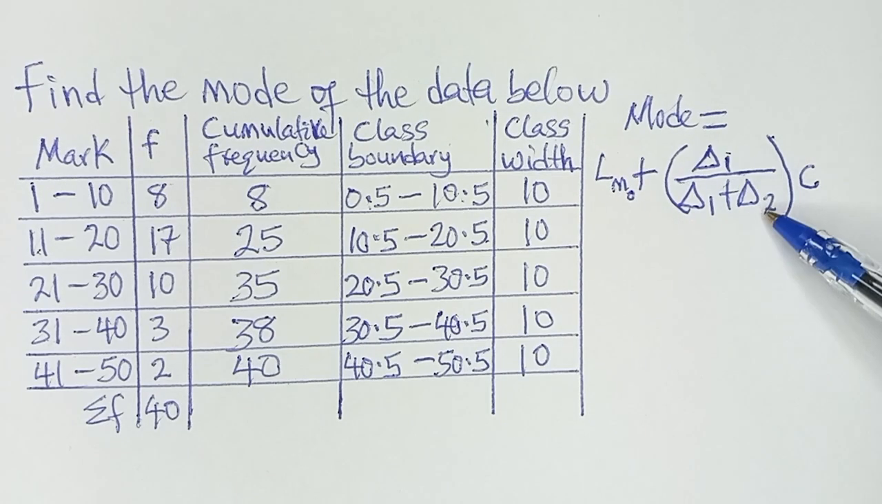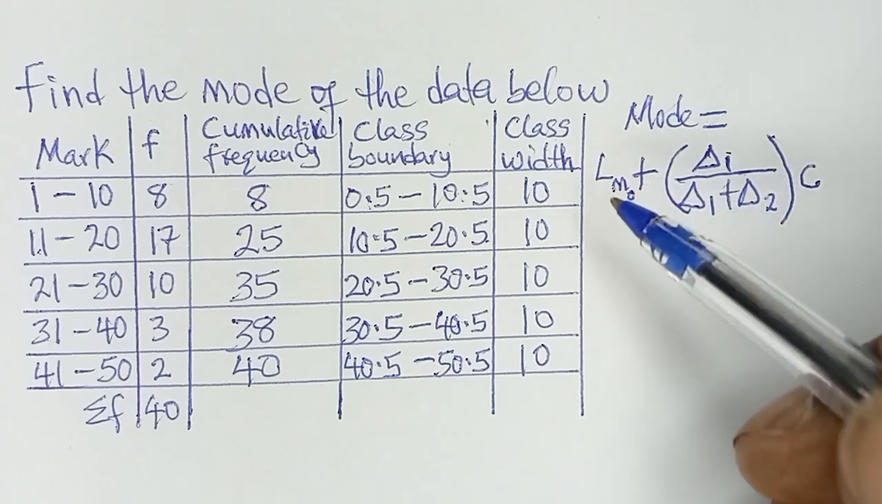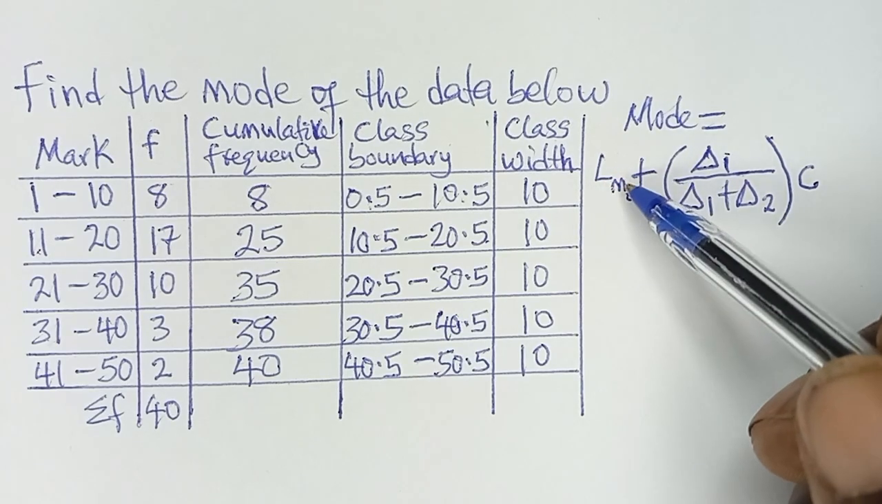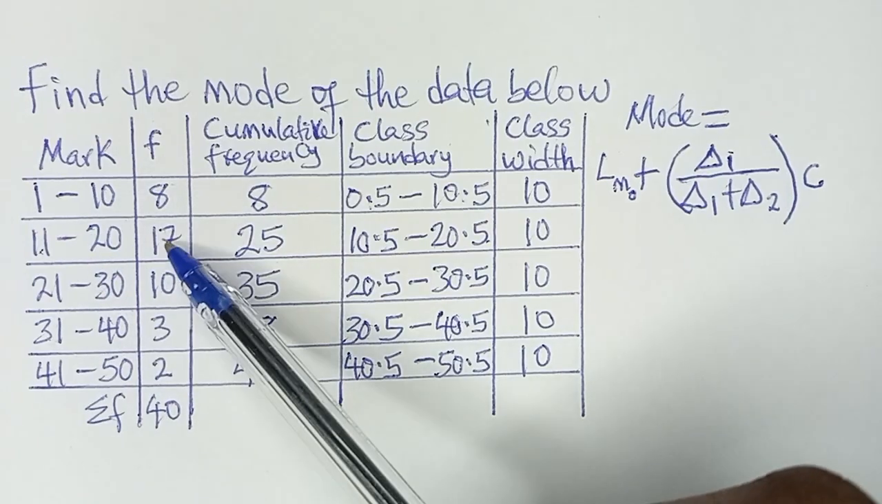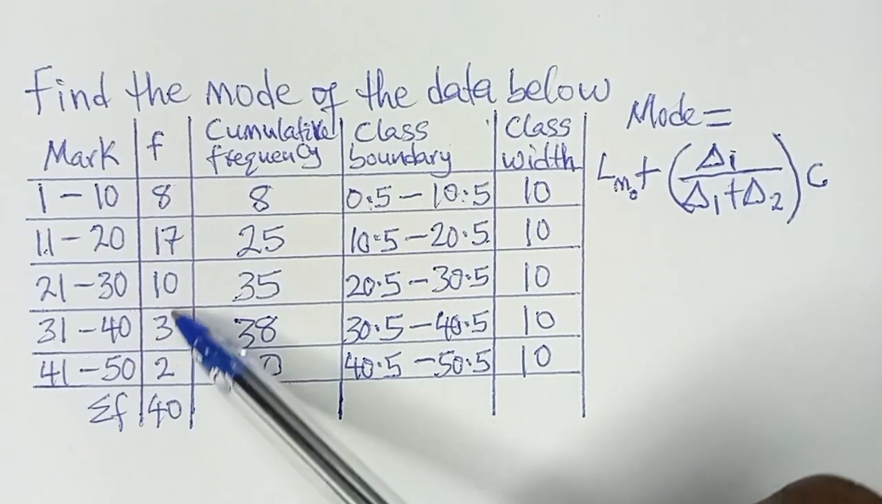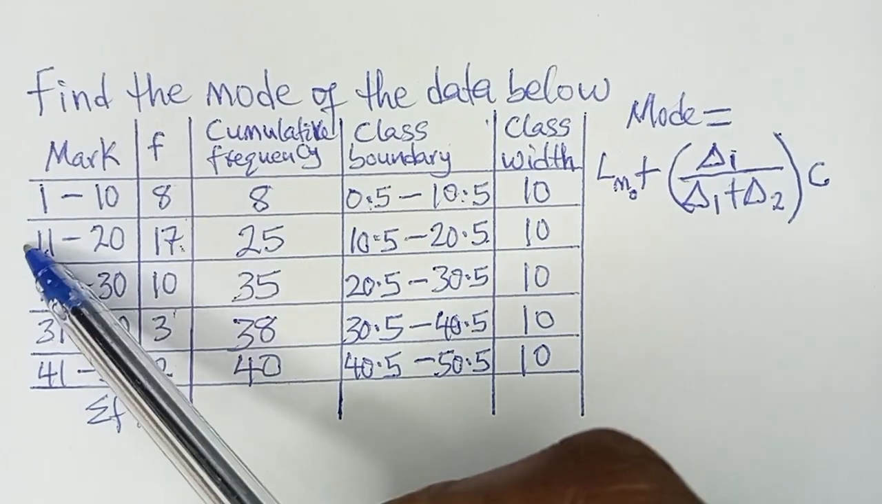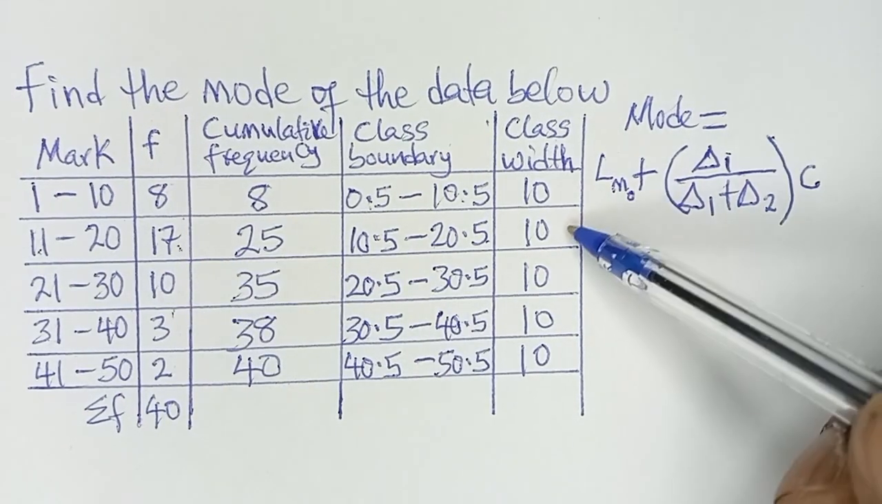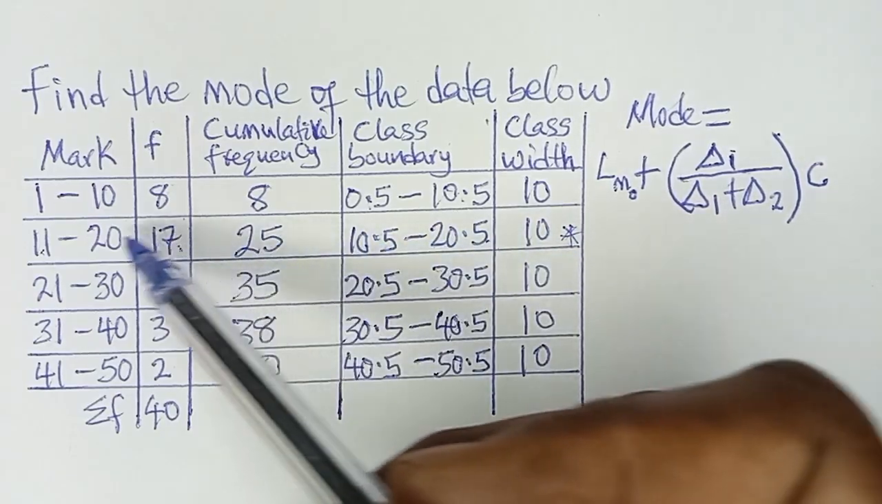Now I'm going to explain these terms, this delta 1 and delta 2. I call them change in frequency now, but as we go on, I will explain them. So the modal class, let's identify the modal class. The modal class is the class with the highest frequency. So if you look at all this, the highest frequency is 17. So the modal class is this class. So I can simply put a sign there to show that this is the modal class.